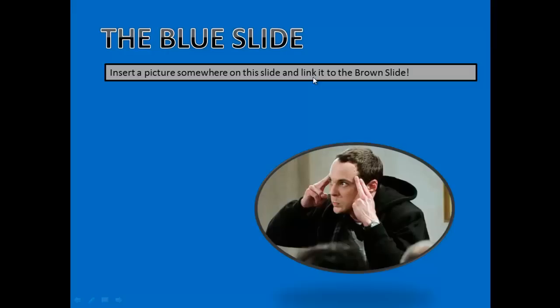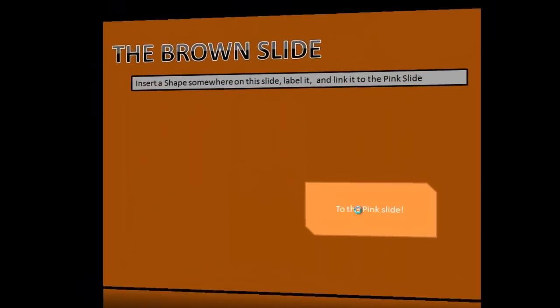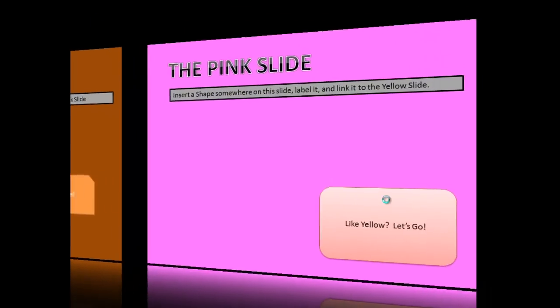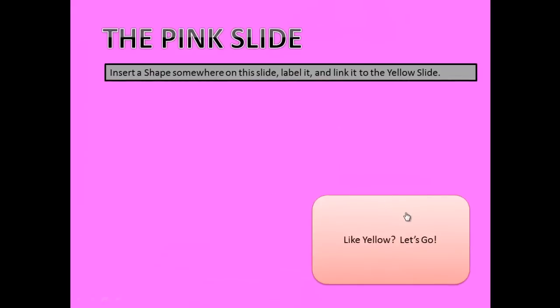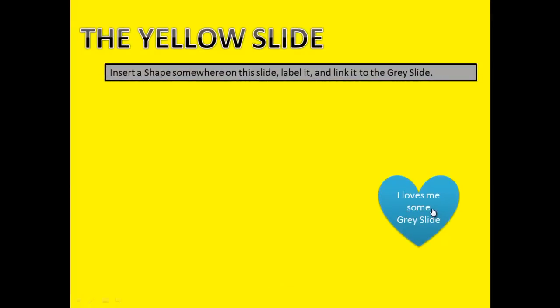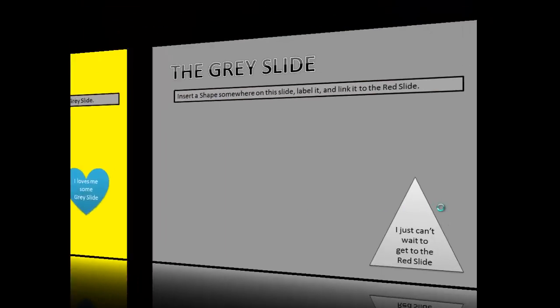This one has a picture that ought to be linked to the brown slide. I click it and off we go. Insert a shape on the slide, label it to the pink. Okay, so it should go to pink. It does. This one should go to yellow. It does. Right, this one should go to the gray slide. All right, off we go.